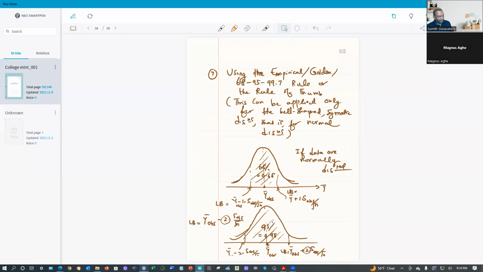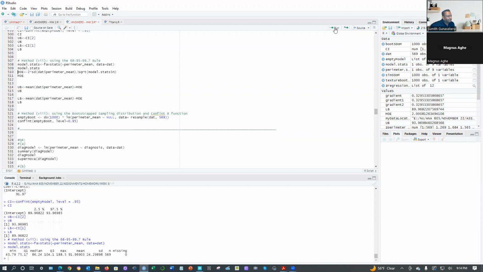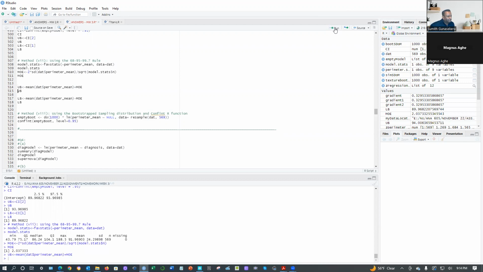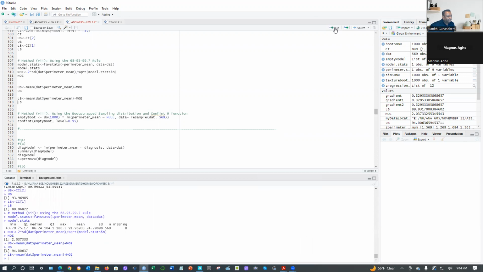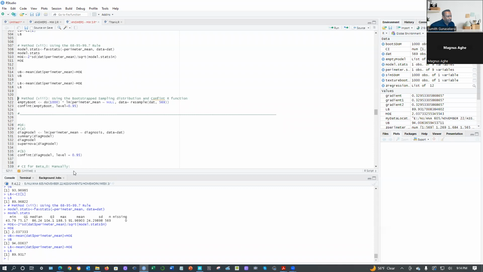Since we are dealing with 95%, I put the 2. I put method 7 using the 68-95-99.7 rule. I put 2 as the margin of error part: 2 times the standard error divided by this one. We had that one, 2 times. You don't need the Q norm or QT. Just put 2. Then I suggest another method using the bootstrap sampling distribution.